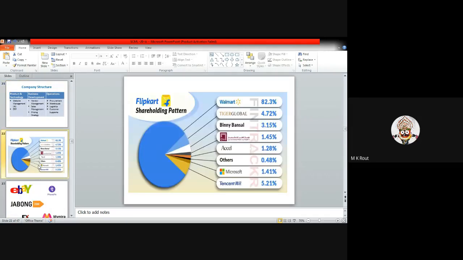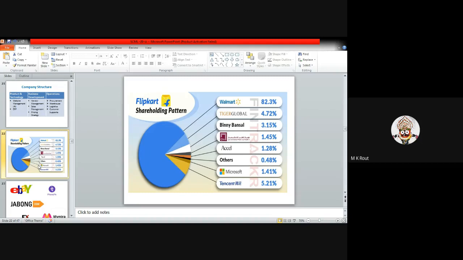Moving to the next one, the Flipkart shareholding pattern. As you know, Walmart holds around 82.3%. The next is Tiger Global, a multinational company that holds 4.72%, and Binny Bansal holds around 3.15%. Sachin Bansal has just left the company. The next is the Qatar Investment Authority, that is the government of Qatar.